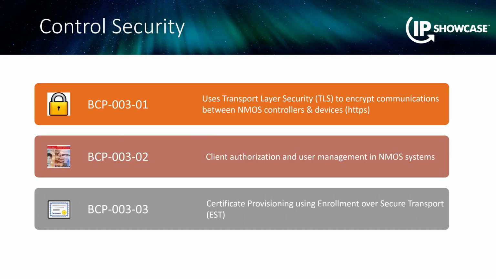It's a couple, three BCPs, 003-1, 2, and 3, and then there's an IS as well. The first one is very simple. It says use TLS. What's TLS? That's HTTPS, which pretty much every website now requires you to use. And you get a big warning on Google, like, oh, this is insecure if it's not HTTPS. So first thing, encrypt all the messages, all the NMOS messages that go from the controller to the nodes, encrypt them so somebody can't go in and intercept them.